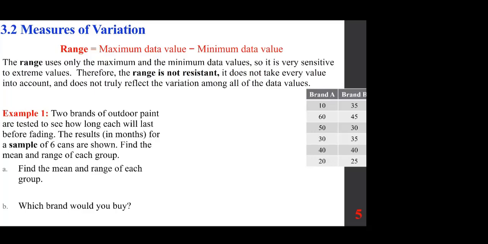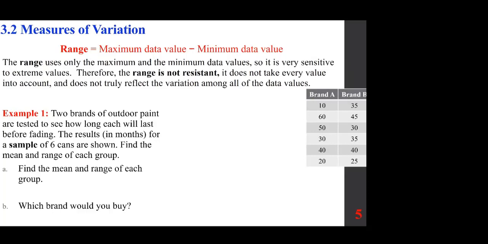If you look at brand A, you are finding the mean: x bar is the summation of x over n. It's a simple process. You add them up and divide by 6. And the same thing for brand B. To find the mean, add them up and divide by 6.